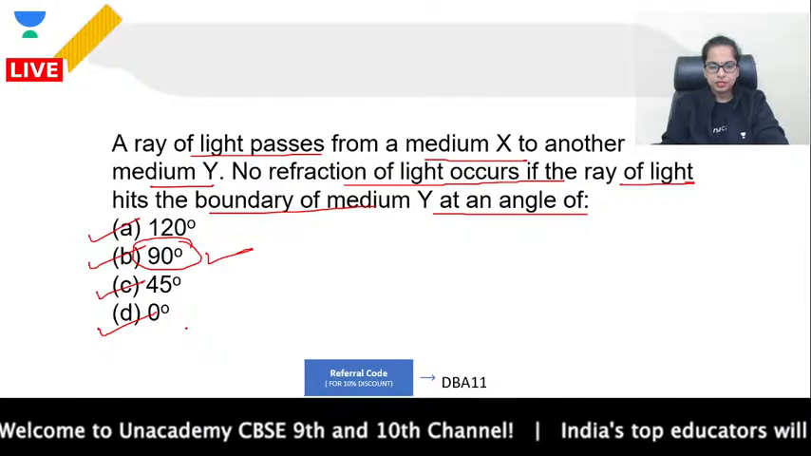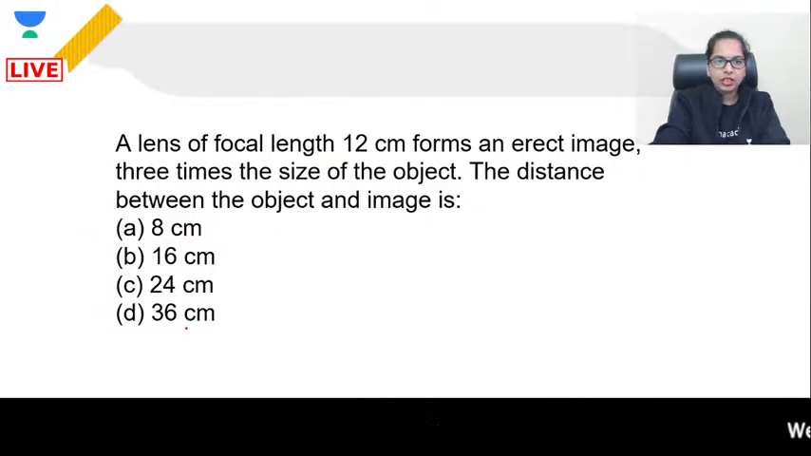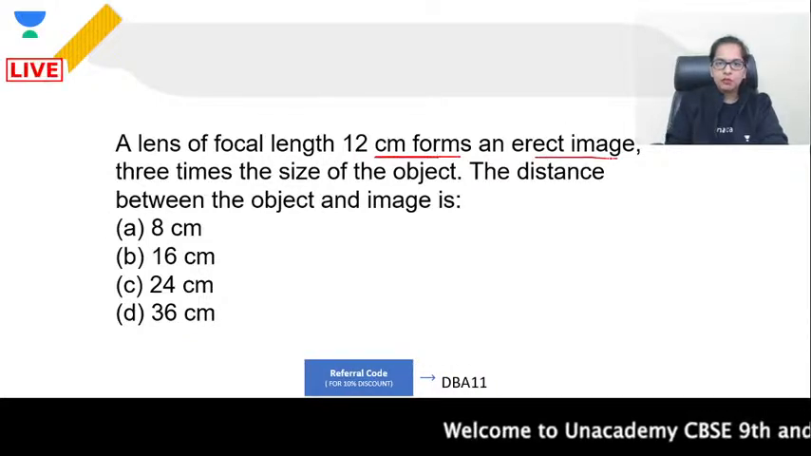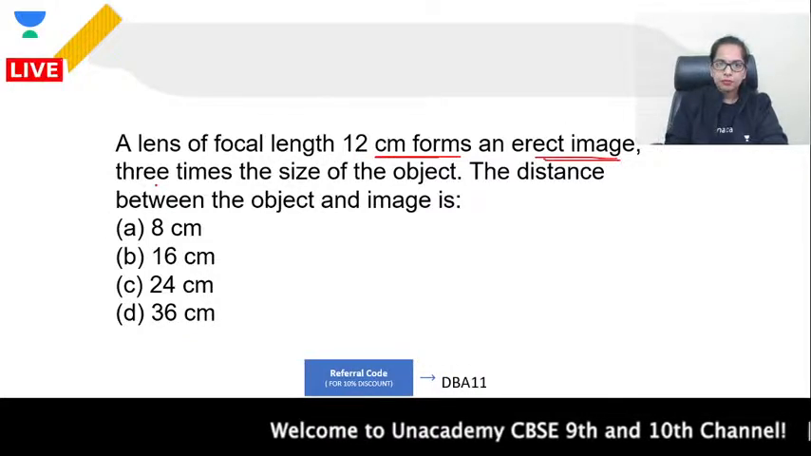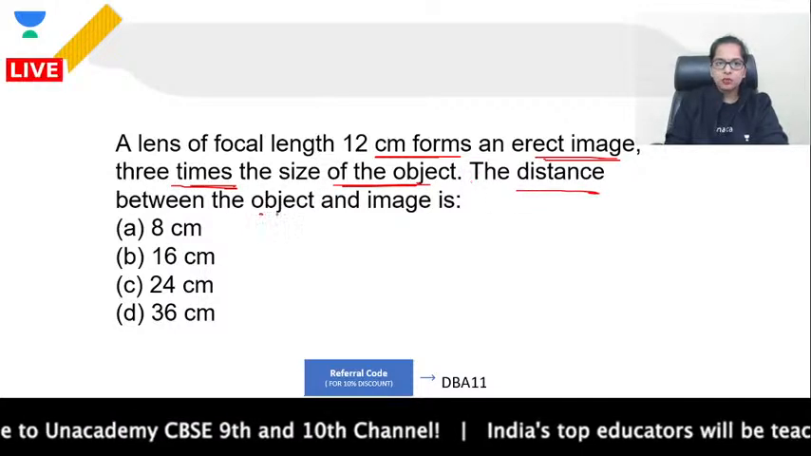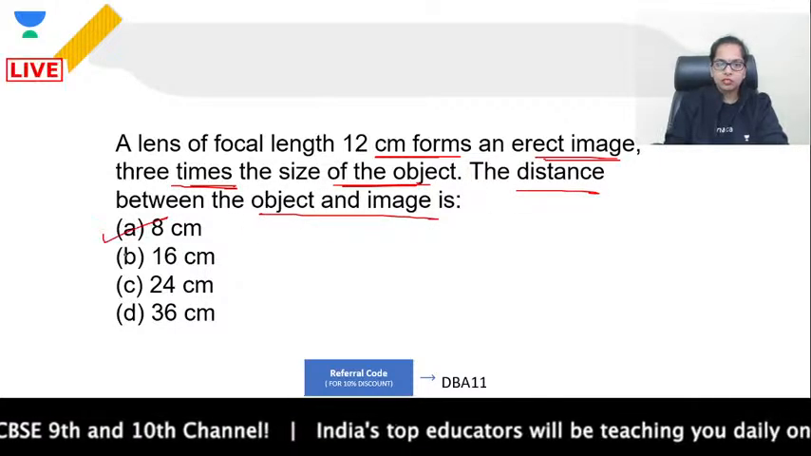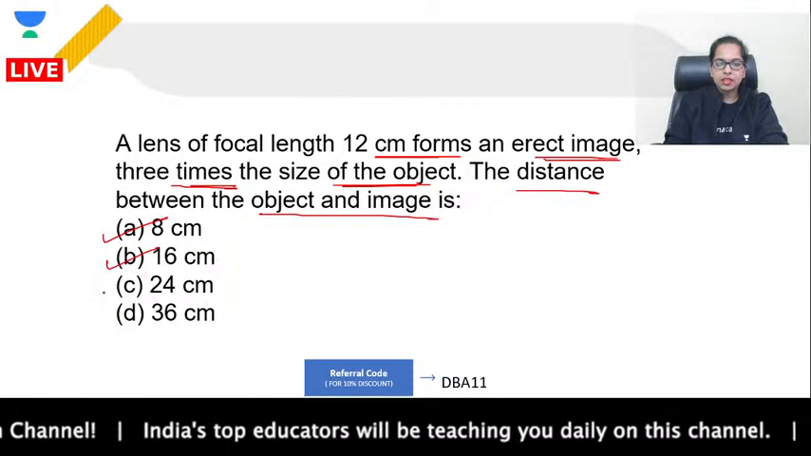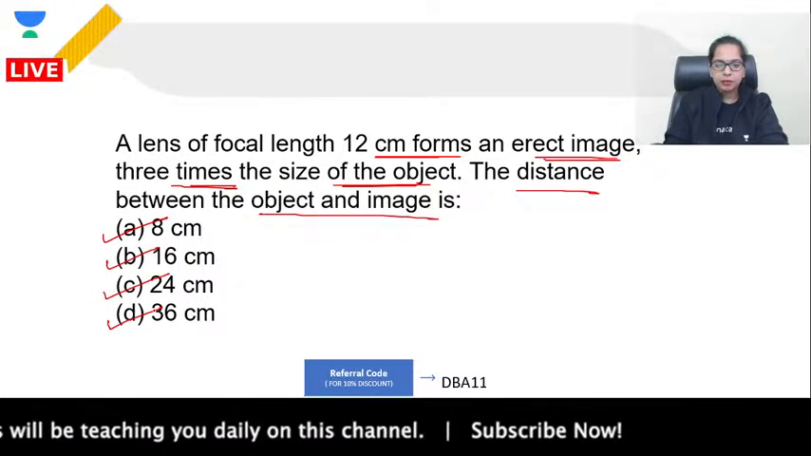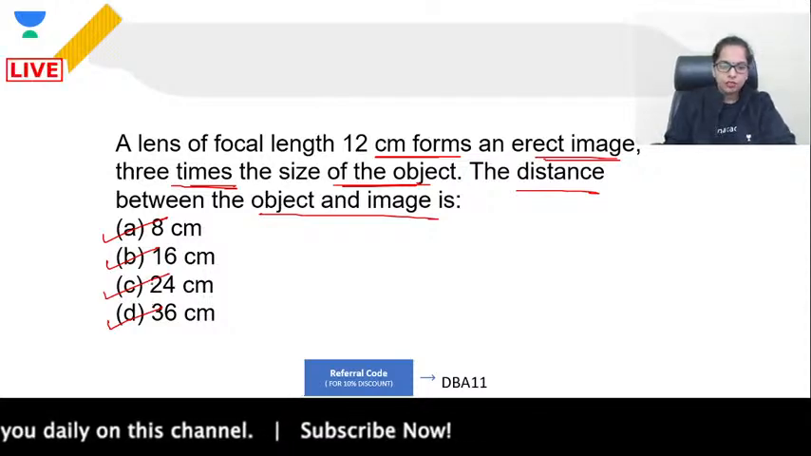Just a minute, huh? Okay, meanwhile solve the next question. A lens of focal length 12 centimeters forms an erect image 3 times the size of the object. The distance between object and the image is 8 centimeters, 16 centimeters, 24 centimeters or 36 centimeters. Quickly tell me the answer for this. What do you think? What should be the answer?